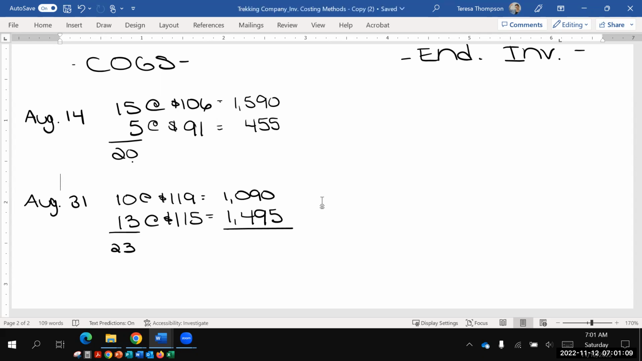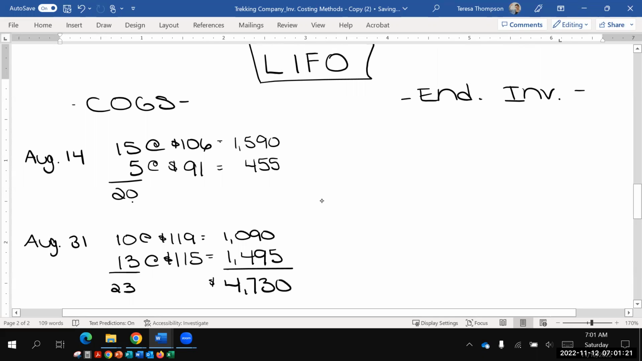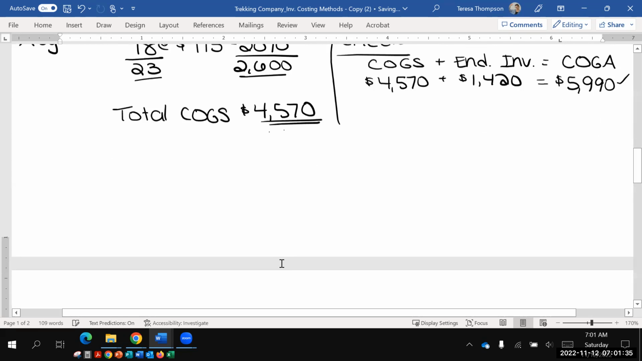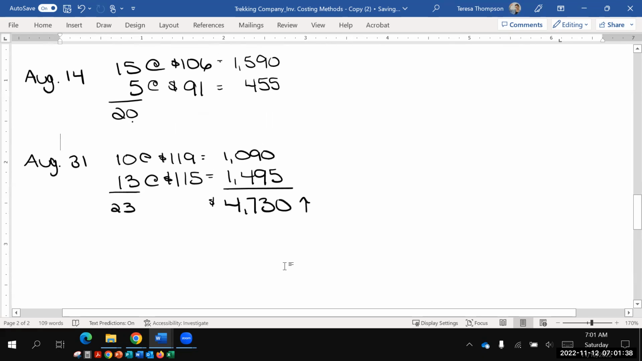All right, add it all up. And sometimes I just have to do a reality check. Remember in one of our lecture videos that we started with, we said that one of the attributes of LIFO is that it should have a higher cost of goods sold than FIFO. So I'm just going to go back to our FIFO figure and make sure what I calculated for LIFO is greater. Okay, so FIFO was 45.70, LIFO is 47.30. So it is higher by about $200. Woohoo! Just a little reality check.